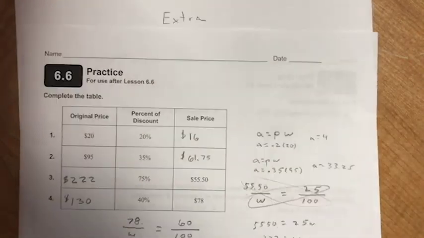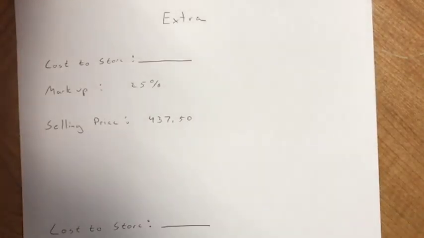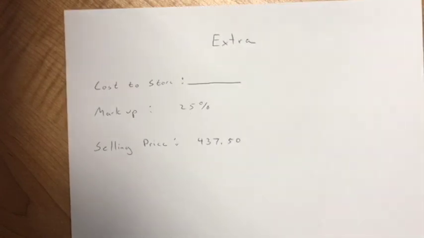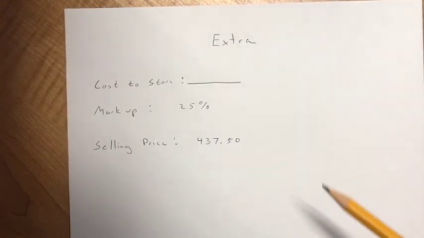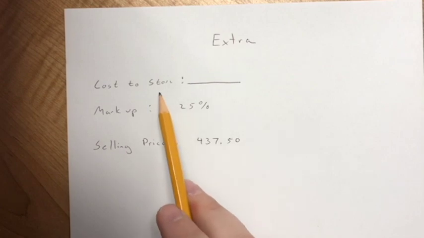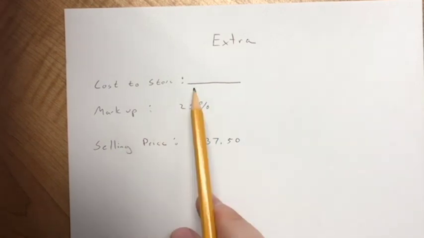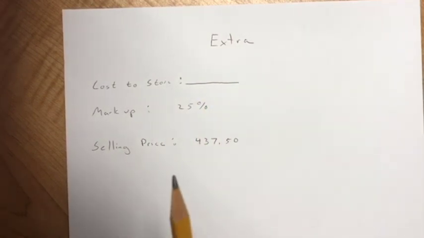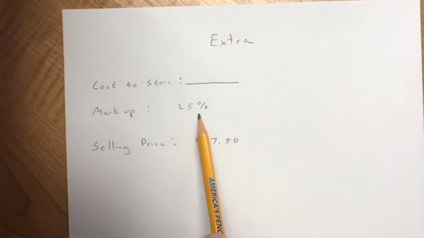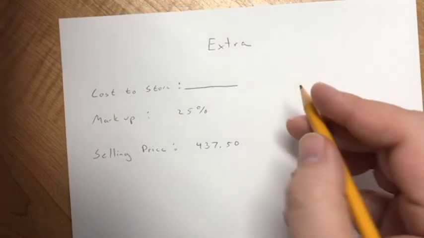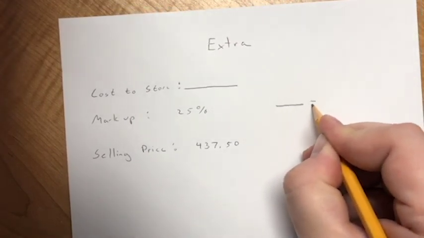All right. Now, I do not have this on the paper, but you can write this down. This is some extra problems here. This is the same concept. I have a cost to store, and we're trying to find it, and this is what I know. I know it's a 25% markup, and I know the selling price is $437.50. So I'm going to set up that proportion again.